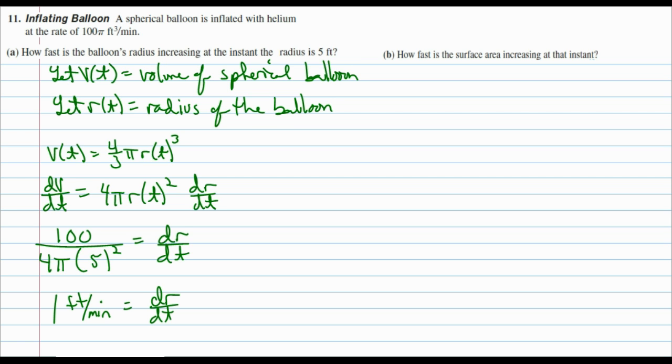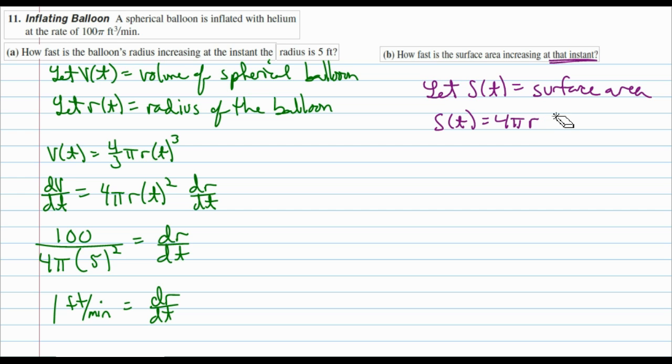Part B asks, how fast is the surface area increasing at that instant? That instant means we're going to use some information from the previous problem. But it's asking how fast the surface area is increasing, so I need to define S of t as the surface area. I know a formula for surface area, S of t equals 4 pi r squared, but r is a function of time, so I'm going to make that r of t squared because the radius is changing.